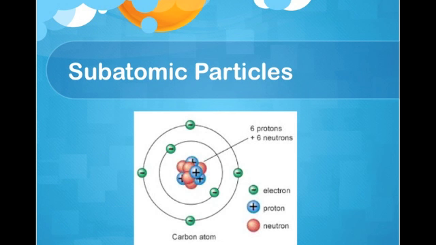So let's have a look at the subatomic particles. You should all be very familiar with these. Inside the nucleus, we have our protons and our neutrons. And orbiting our nucleus, we have our negatively charged electrons. The diagram I have here is of a carbon atom. So we should hopefully know that carbon has 6 protons in the nucleus, 6 neutrons, and outside, 6 negative electrons.